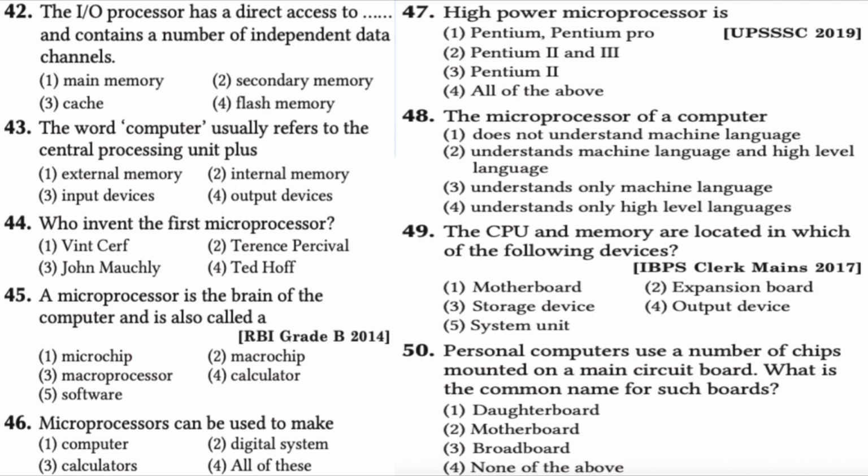Question 42. The I/O processor has direct access to and contains several independent data channels. Here, the correct answer is 1. Main memory. The I/O processor has direct access to the main memory and contains multiple independent data channels for efficient data transfer.